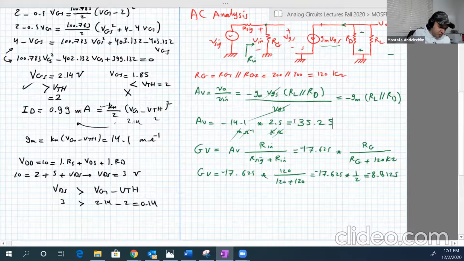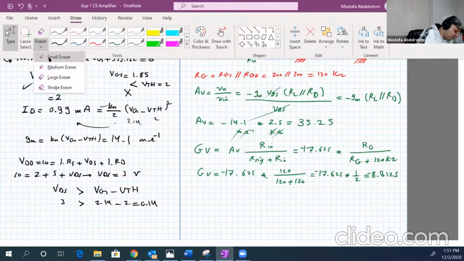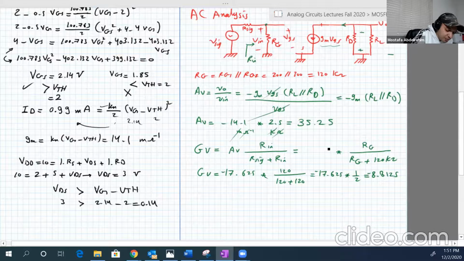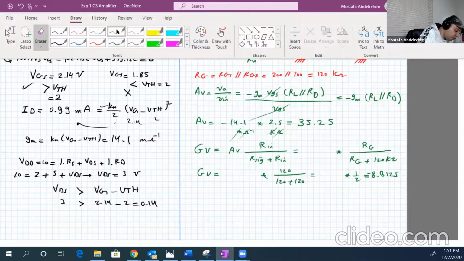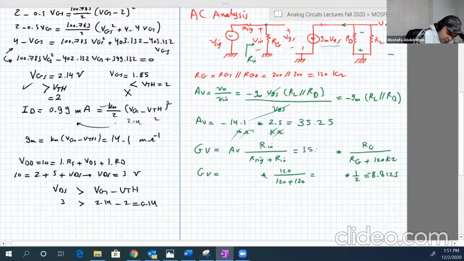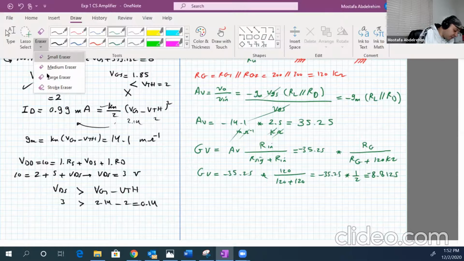So basically, GV will be 17.6. Remember, because GM is doubled now, AV is doubled, so GV should be doubled. Let's remove the old value of AV here, and also here, and also here. I'm going to put 35.25, 35.25, 35.25. So this will give you, of course, 17.6 something.